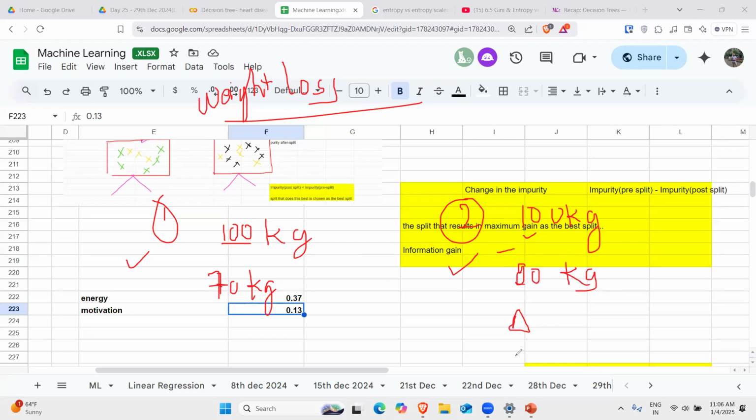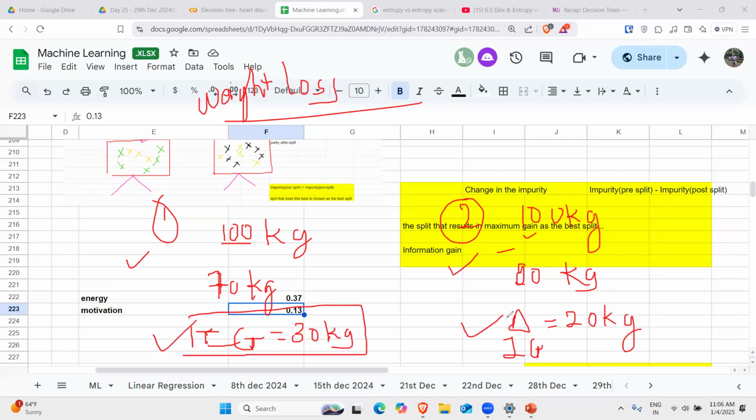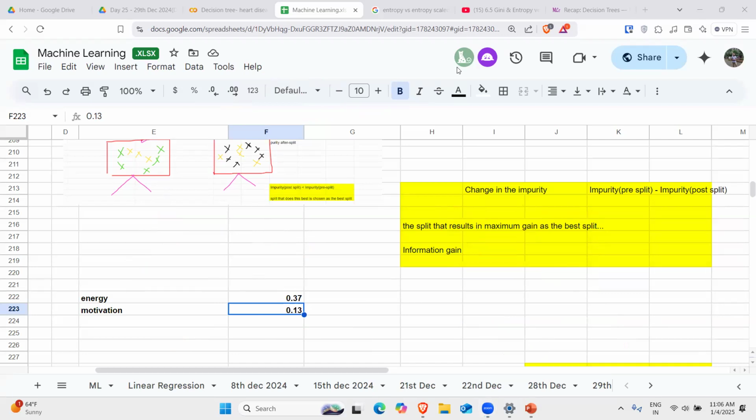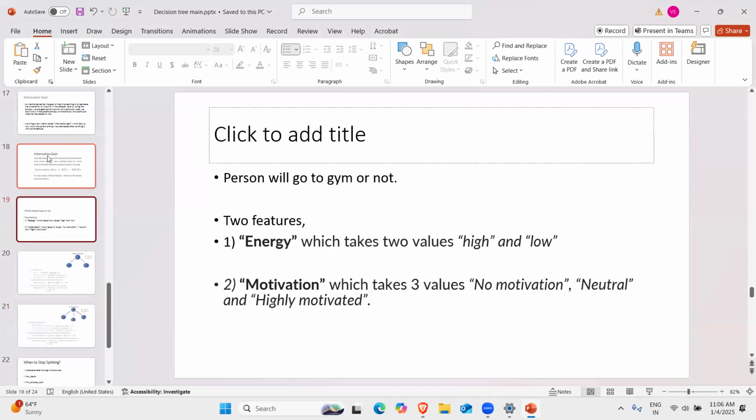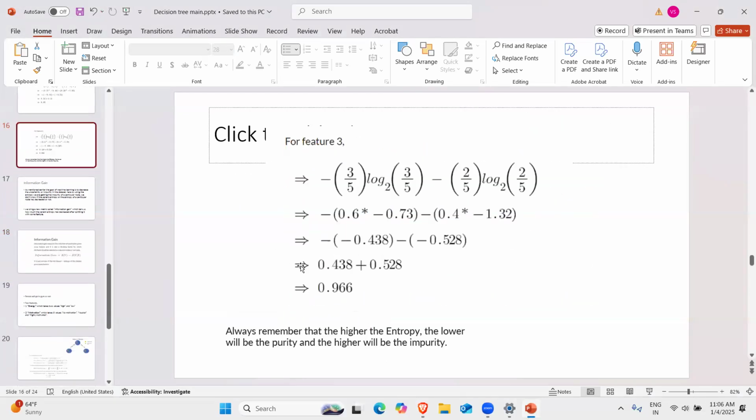So the reduction, that is information gain, is 20 kg for this guy. For this guy, information gain is 30 kg. Yes or no? So which one is good now? 30 is good or 20 is good? Yeah, 30 is good, right? So that is what your decrease in the entropy is, no? That is what your information gain is. So when there is a decrease in the entropy, it should be as maximum as possible.